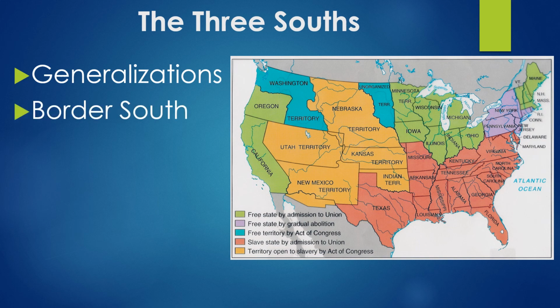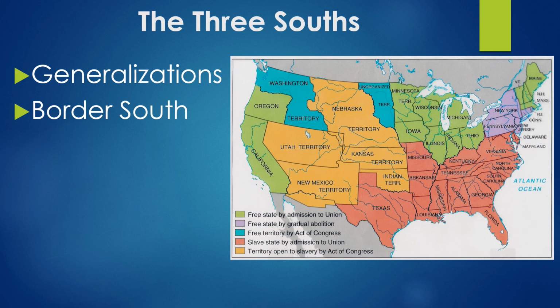As far as the three Souths, you have first your border Souths. This would include the states of Missouri, Kentucky, Delaware, and Maryland. In the border South, like I said earlier, for the most part, during the Civil War, Unionists would overcome the disunionists. Slaves by the Civil War were about 17% of the population. Maybe 22% of white families owned slaves.